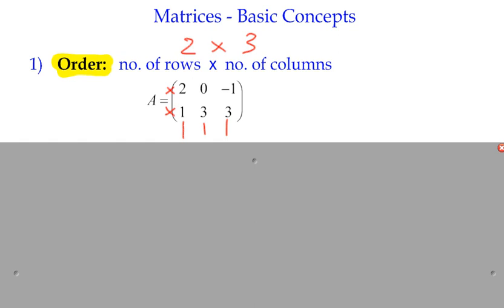2 times 3 is 6, which is obviously how many individual elements there are, and each of these values here would be called an element in the matrix. So we've got the order.